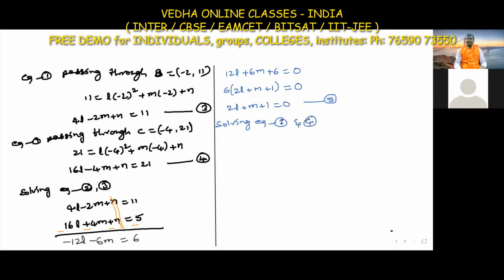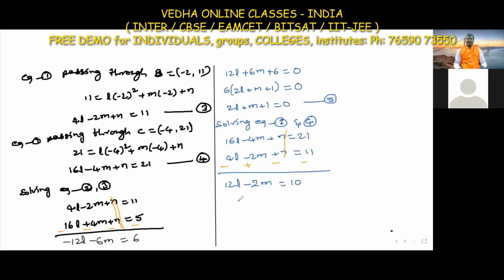Okay, what is our target? We are eliminating N. So that means 16L minus 4M plus N is equal to 21, and 4L minus 2M plus N is equal to 11. Now I am subtracting: minus and plus, and minus and minus. Cancel the N and N. 16L minus 4L, that is 12L, and minus 4 plus 2, that is minus 2M, is equal to 21 minus 11, that is 10.